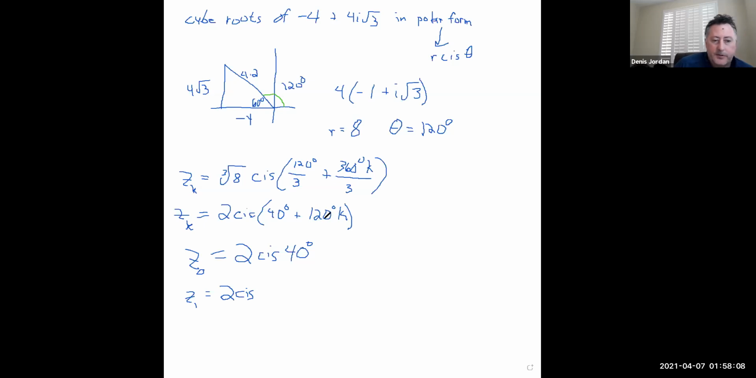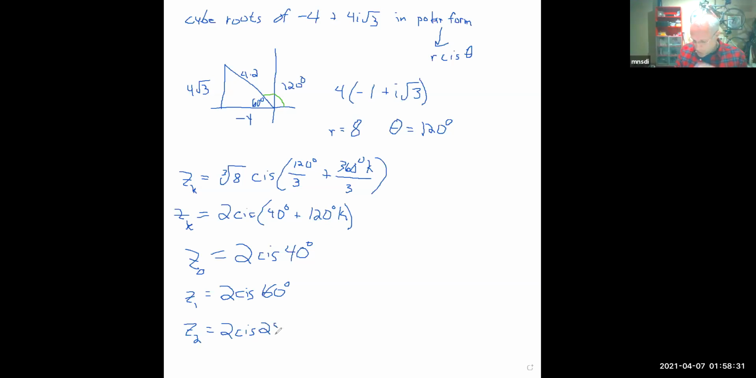So 40 plus 120 would give you 160. And then if you added 120 again, 160 plus 120 would give you 280. And there's your 3 roots.